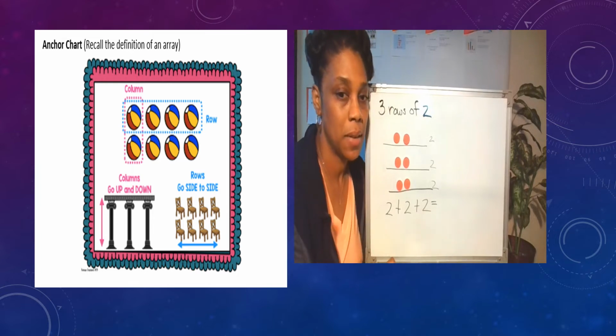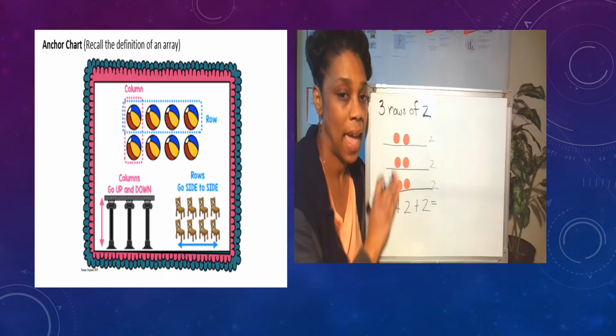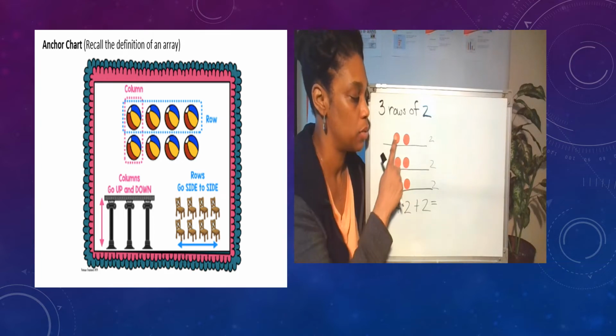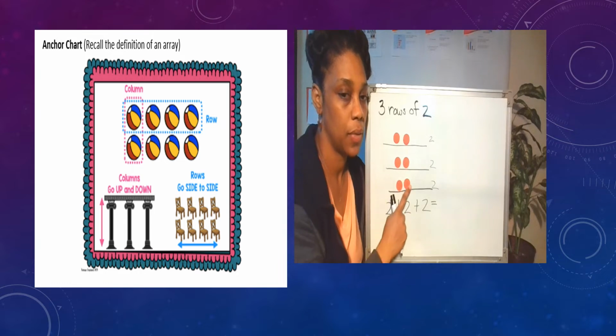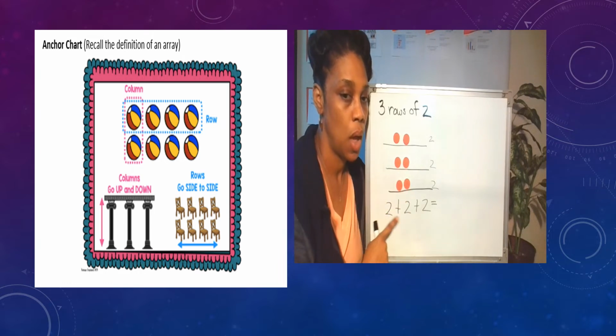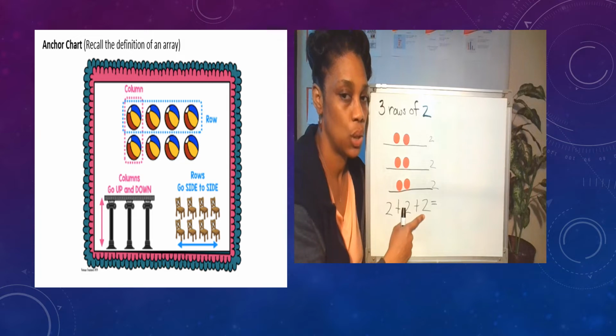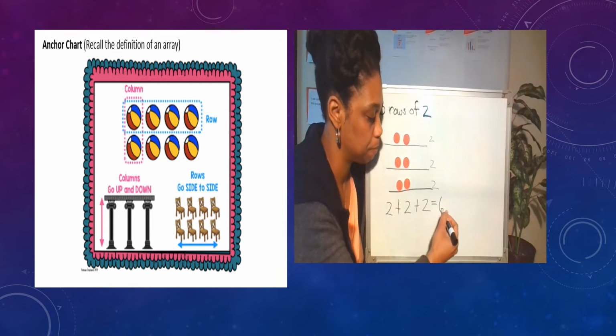In order for me to find the total amount, I will have to count it together. So I'm going to add everything together. Let's count. 1, 2, 3, 4, 5, 6. So 2 plus 2 plus 2 equals 6.